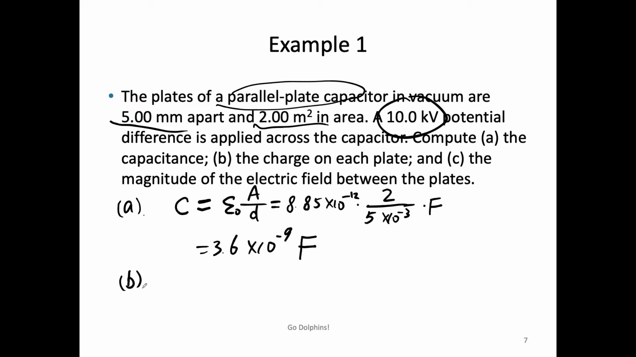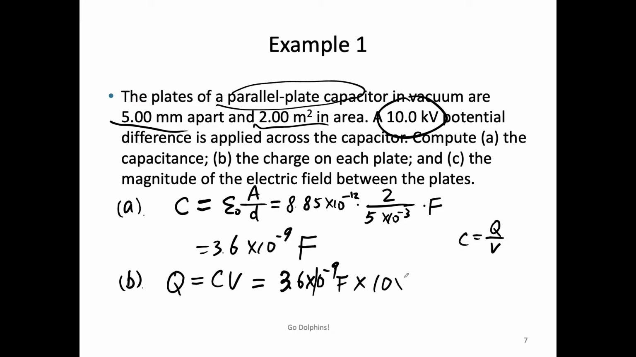B, the charge on each plate. You have V, you have C. So Q should be C times V, because C equals Q over V. So apparently Q equals C times V. I just found my C and my V. So the charge is 3.6 times 10 to the negative 5 coulomb.